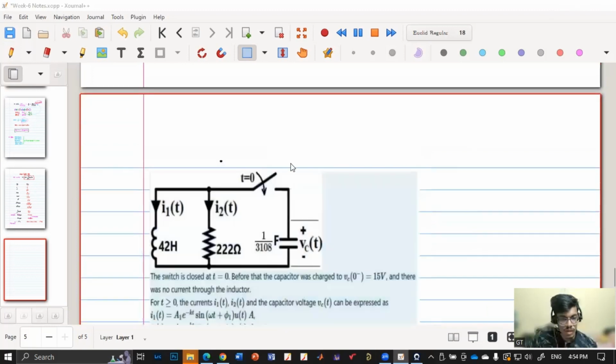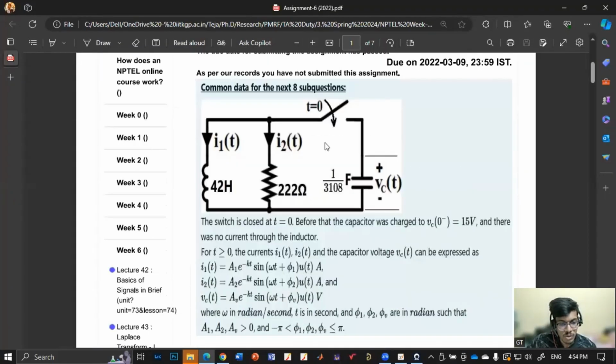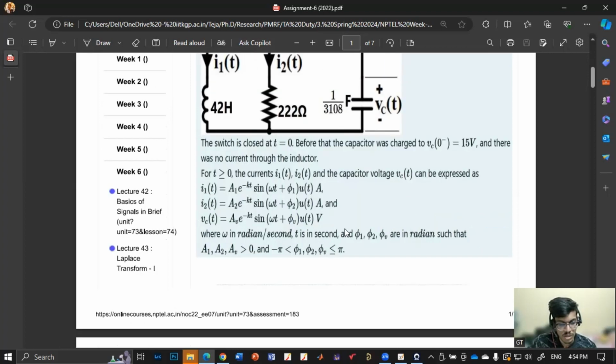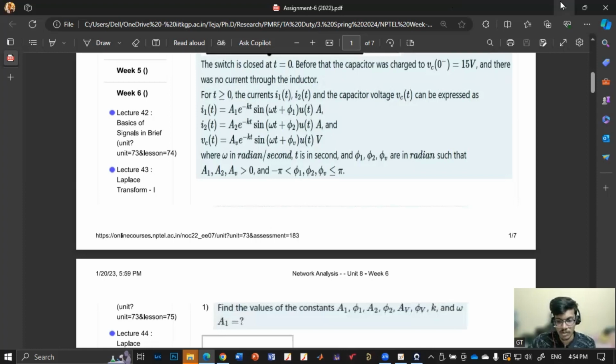Okay, so we'll read the question now. The first question says the switch is closed at t equals 0. Before that, the capacitor was charged to Vc(0 minus) equals 15 volts, and there was no current through the inductor. Now, for t greater than or equal to 0, they are asking for these currents as well as the capacitor voltage. So first we need to solve for I1(s), I2(s) as well as Vc(s). Then we will convert them into the time domain.